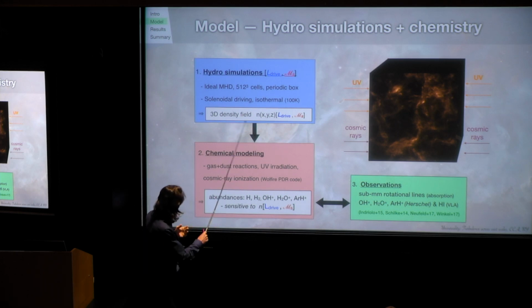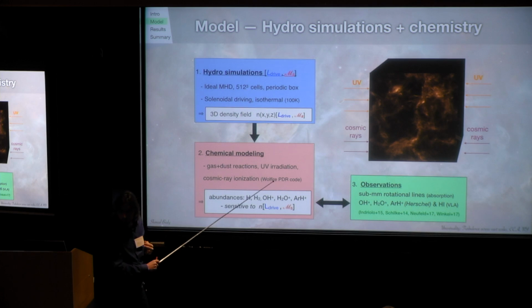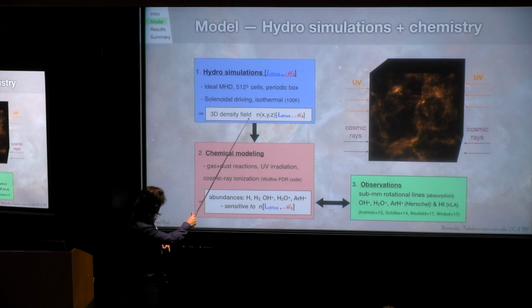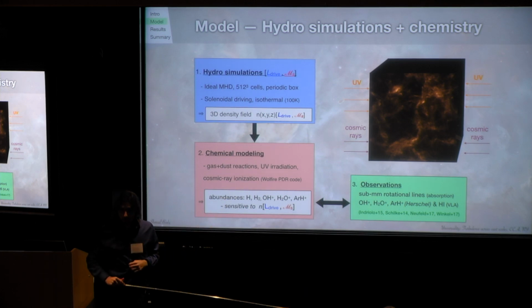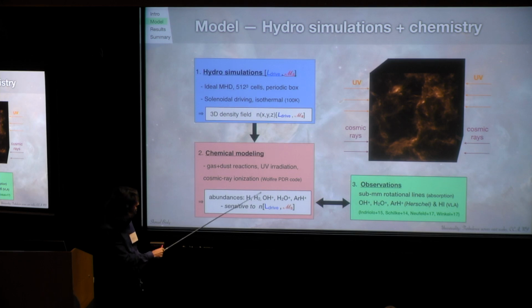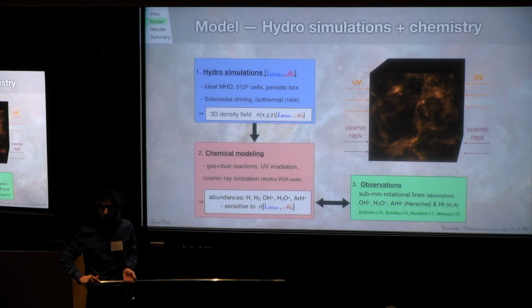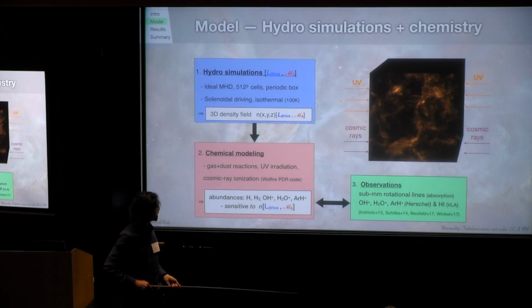So importantly, this density field is the input for our chemical model. In the end, as I mentioned before, the abundances of various molecules depend on this density field, which in turn depends on the turbulent parameters such as the Mach number and the driving scale. Then we take these calculated abundances and compare them with observations. That's the idea.